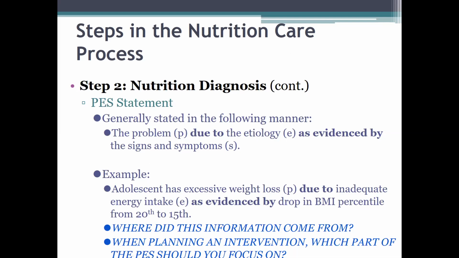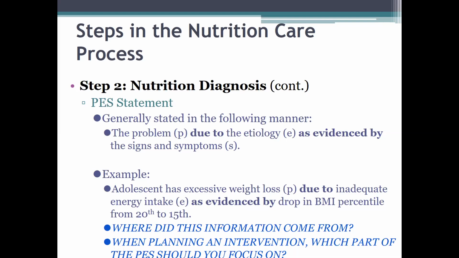So when you take higher level classes, for most of you that would probably mean medical nutrition therapy, there's actually standardized language for all of the parts of the PES. We're only requiring you in this class to do it in the same order, but you have to write due to and as evidenced by. And I will take off points if you don't do that. So here's some examples, and I'll give you lots, and again, you can Google this and find all kinds of them online.